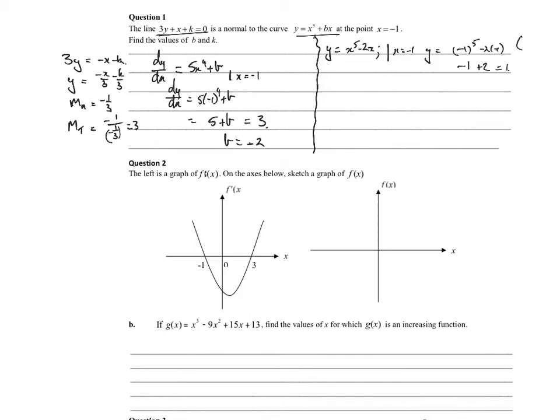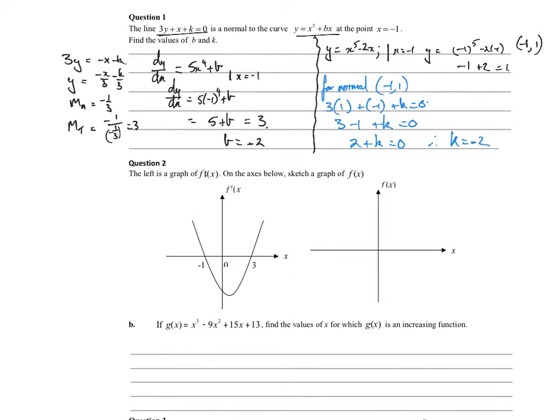So our curve goes through the point -1, 1. My tangent line and normal line have to go through the same point. So the normal also has to go through the point -1, 1, which means 3 times y, which is 1, plus x, which is -1, plus k has to equal 0. So 3 minus 1 plus k is equal to 0. 2 plus k equals 0. k equals -2. All right.